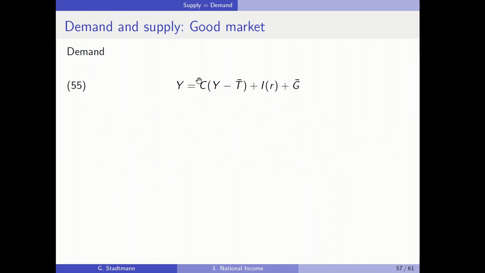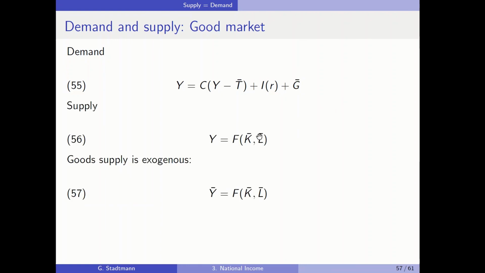So we can now insert the information we have. We can insert our consumption function. We can insert our information about the investment function. And we can also insert the information that government expenditure is exogenous.